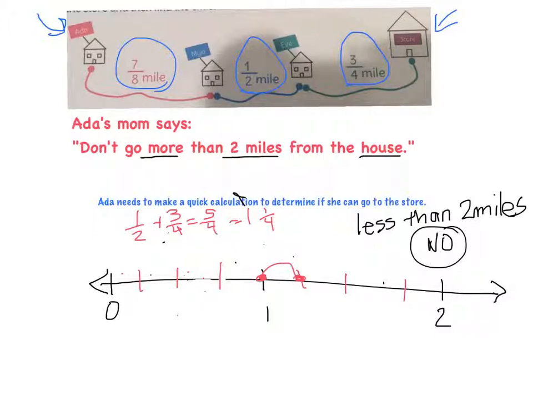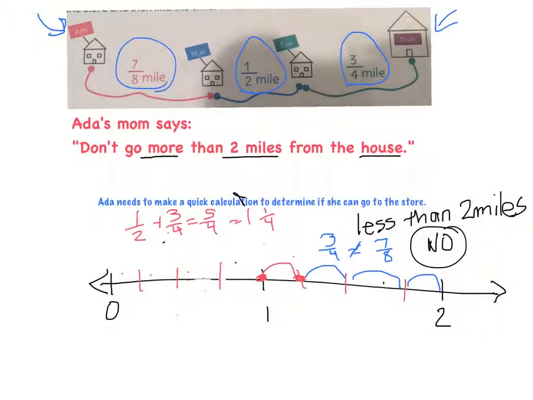Okay. Now we have to go 7/8. And what we have left is 3/4, because we have 1, 2, 3, and that would get us to 2, and we're not supposed to go more than 2 miles. So what's this? Is 3/4 equal to 7/8?